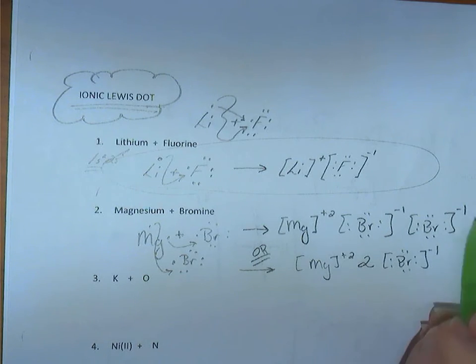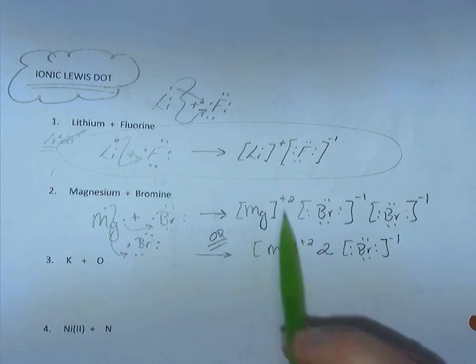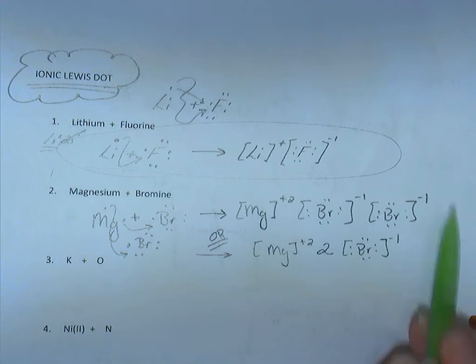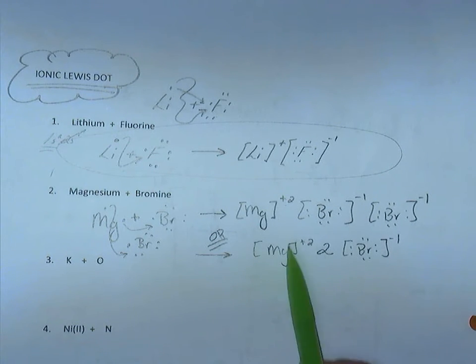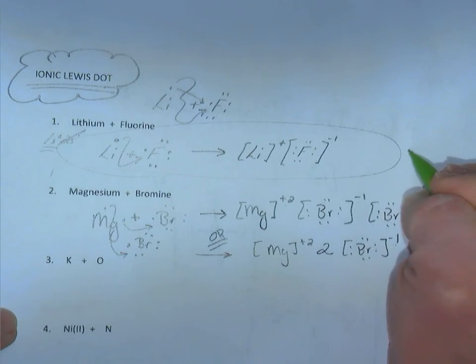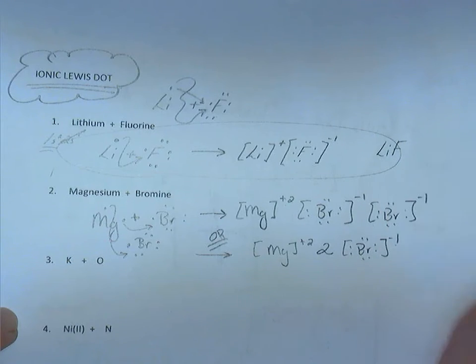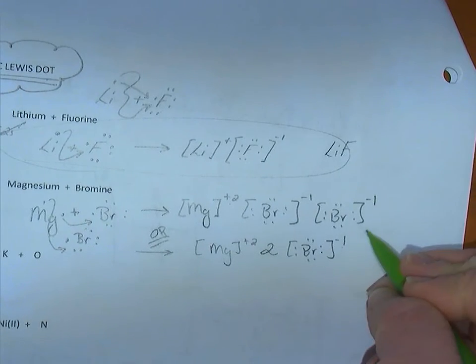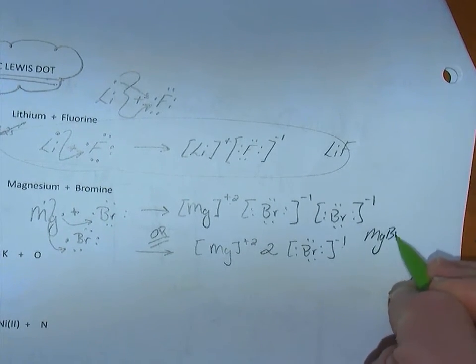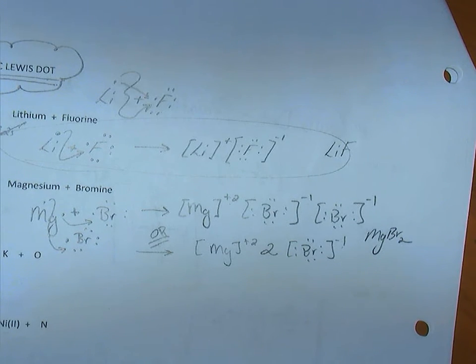Again, the charges need to add up to yield 0. So positive 2, negative 1, totals to be 0. Positive 2 and 2 negative 1s will end up being 0. The other thing that you could also yield is the formula that results from combining these. So by reacting these, I know that the formula will require 1 lithium for every 1 fluorine, but here, for every magnesium, I need 2 bromines. So if you're asked to yield the formula.